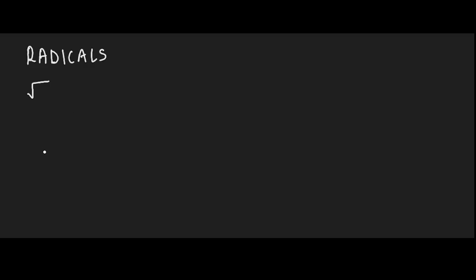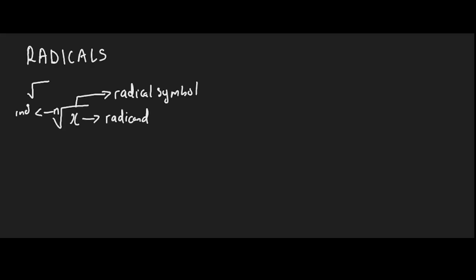Now, if we have this, x, I have here n. We call this x here the radicand. This is called the radical symbol. And here is called the index.